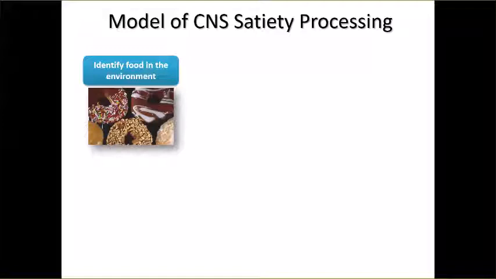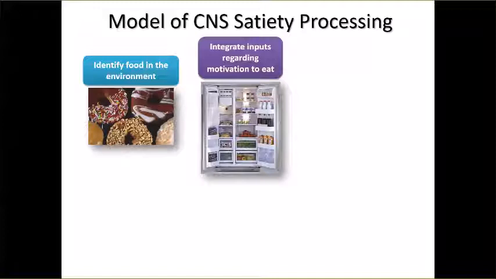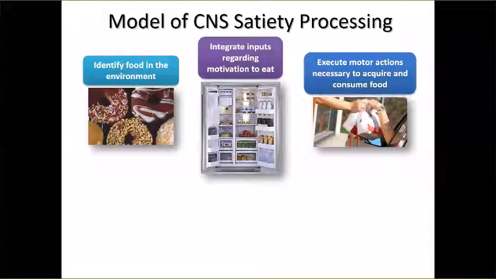So then the next step in food intake is we have to integrate all of the different inputs regarding our desire to eat. That might be social, psychological factors, how long it's been since we've eaten, and the kinds of foods we personally find appealing. And then execute the motor actions necessary to acquire and consume that food, reaching onto the donut tray, driving through the drive-thru, or chasing our food, catching it, eating it.